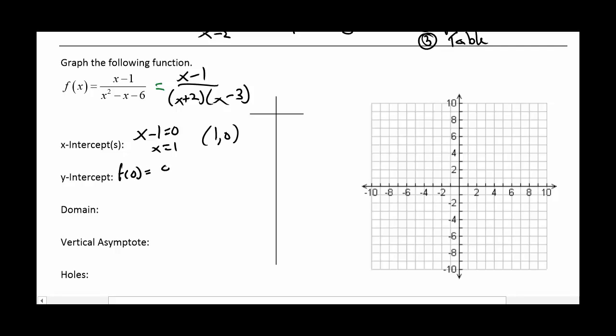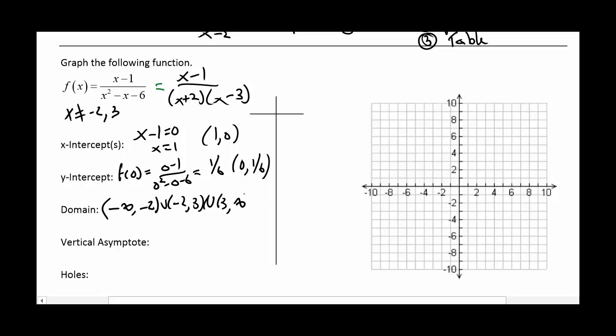Y-intercept, we'll evaluate that at 0. So 0 minus 1 over 0 squared minus 0 minus 6. So that gives me positive 1/6. So (0, 1/6) is where it crosses that. Domain, I can see that I don't want x to be negative 2 and positive 3. So that's what I will kick out of the domain. Vertical asymptotes are consequently the numbers we kicked out. There are no holes, since nothing divided out here.